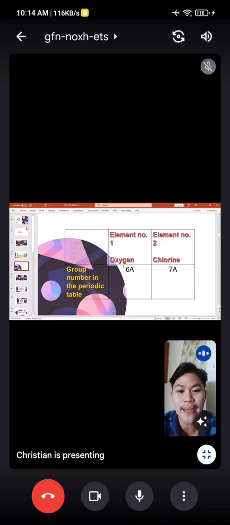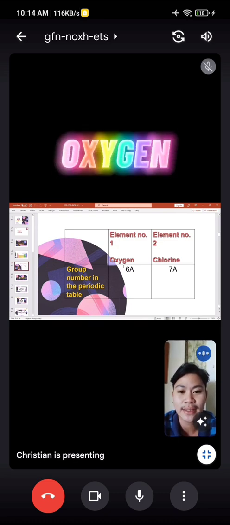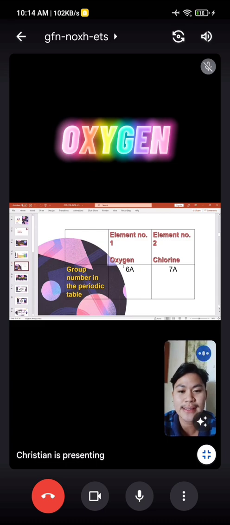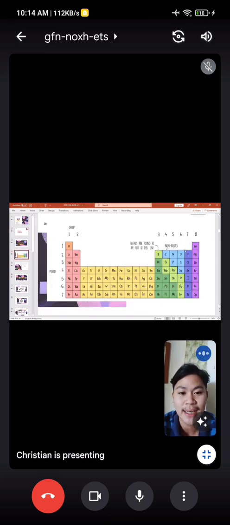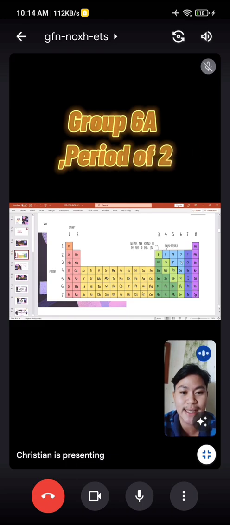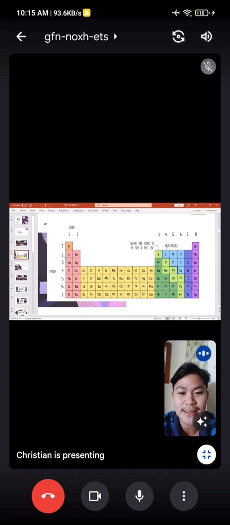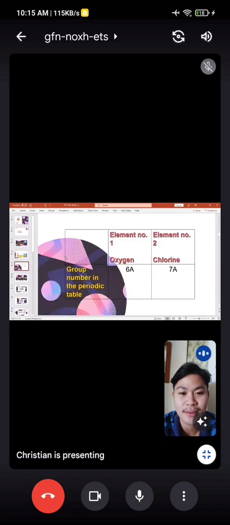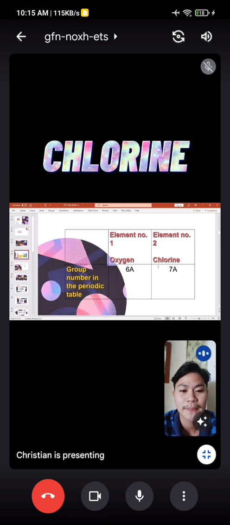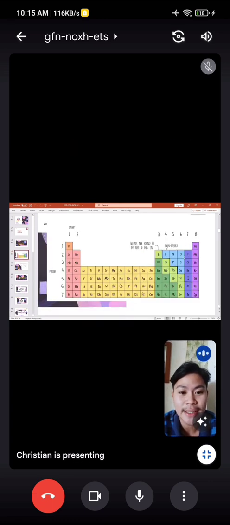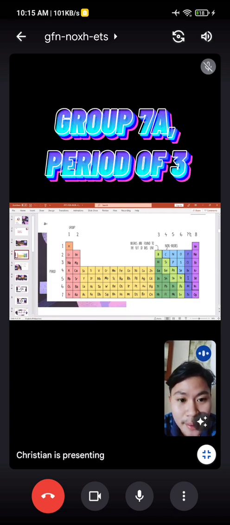So, the element number 1 is oxygen. The oxygen is placed at the group number 6A, period 2. Next. The element number 2 is chlorine. The chlorine is placed at the group number 7, at the period of 3.